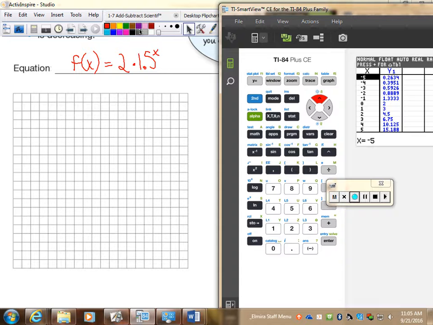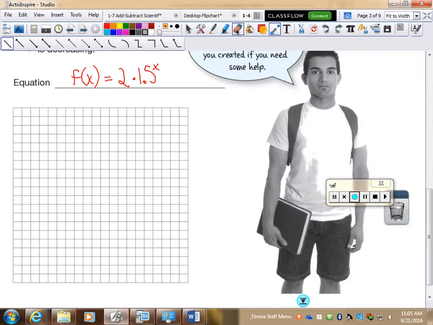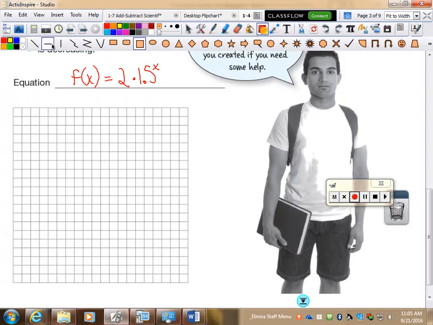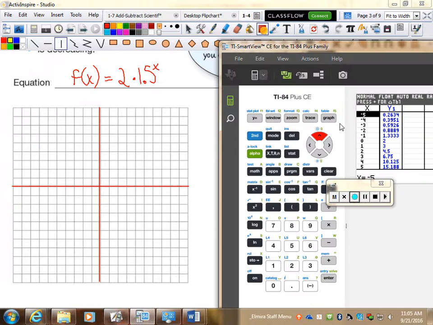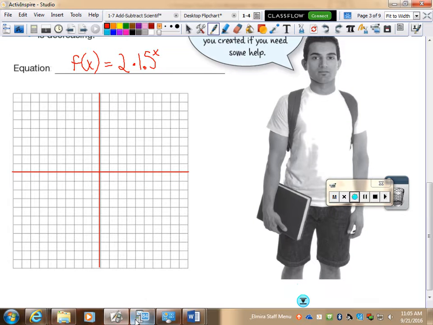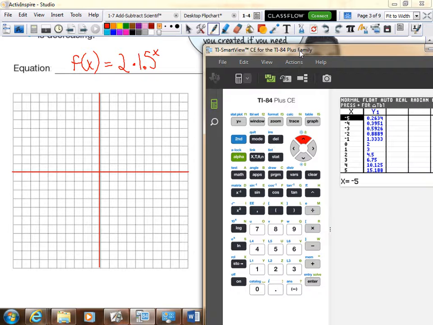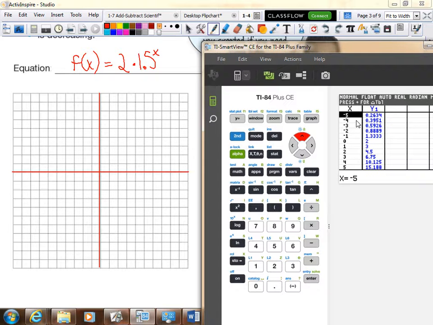I would draw in my axes. Okay, I would highly encourage you to number them, but I'm not going to take the time to do that right this minute. Oh, I got to keep my calculator and change the view to always in front. There we go. So now I'm going to start graphing on this.